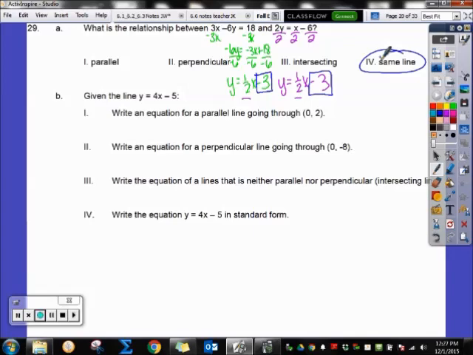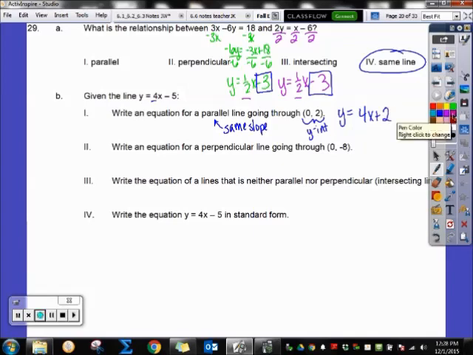For the next one, part B, given the line y equals 4x minus 5, we want to write an equation for a parallel line going through the point 0, 2. Well, hopefully you recognize that this is your y-intercept, and for parallel you should be thinking same slope. So the slope of that line is 4, so I know I'm going to use 4 as my slope, 2 as my y-intercept. So very quickly I can write y equals 4x plus 2.